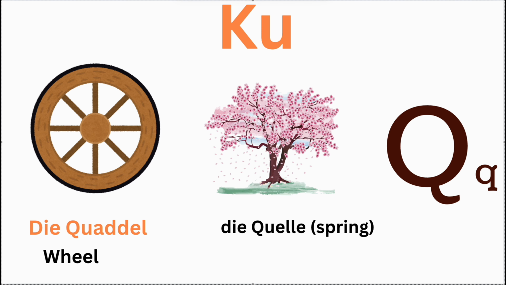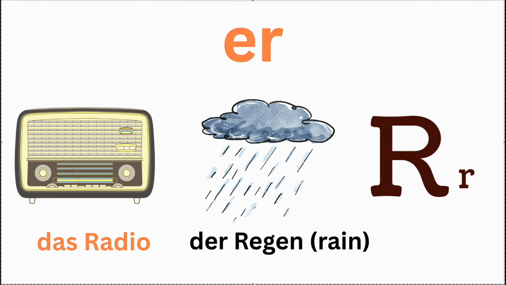Q. Die Qualle, the jellyfish. The second example is die Quelle means spring. R. Das Radio, the radio. Der Regen means rain.